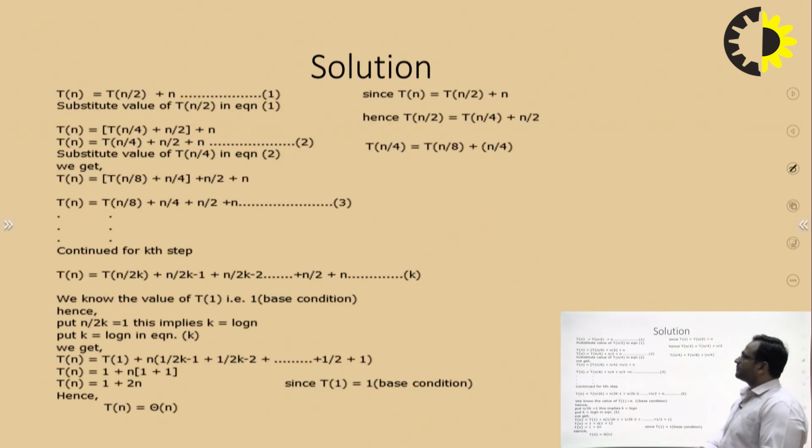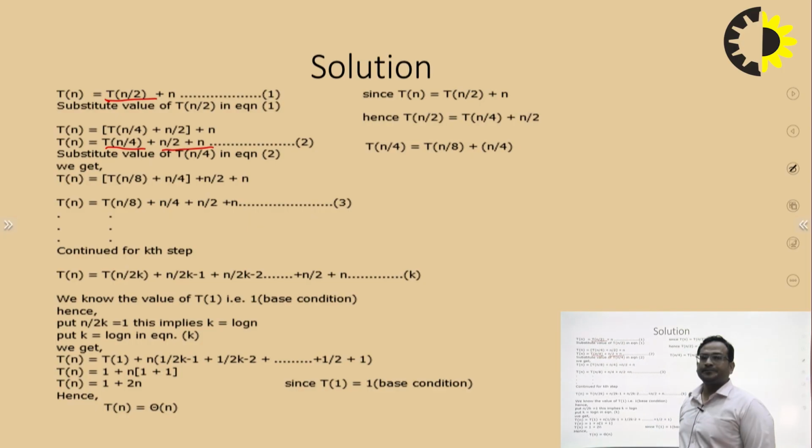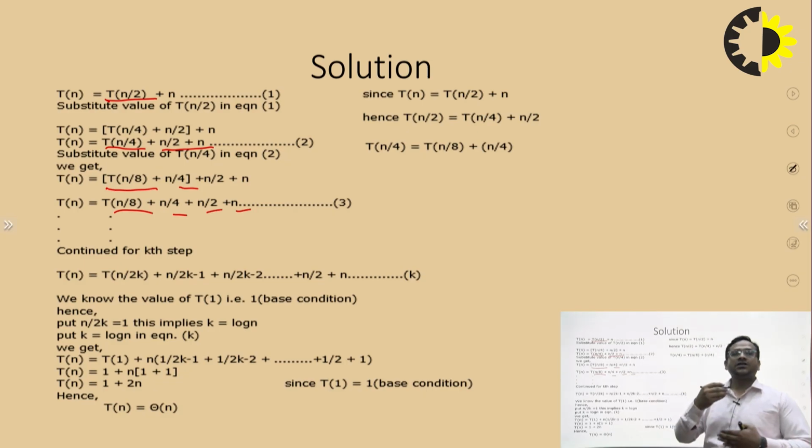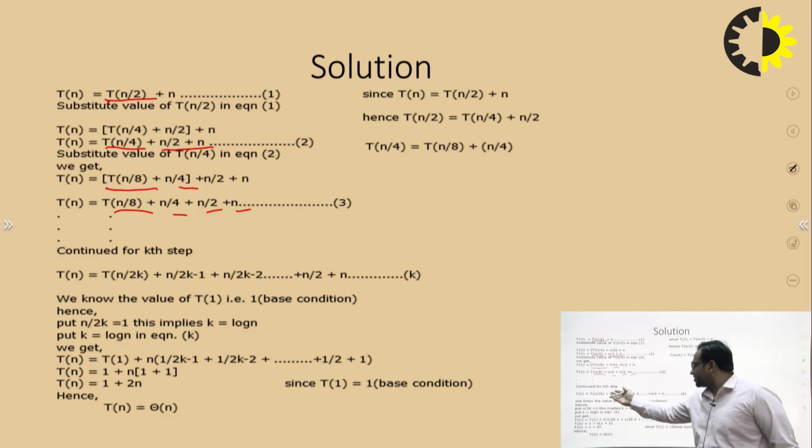Again, recursion. So in the place of T(n by 2), I can just put it here. The equation is T(n by 4) plus n by 2 plus n. Again, we have to put the T(n by 4) value. So T(n by 8), n by 4, n by 2 plus n. So this is the way the recurrence is occurring, and the equation is coming like this.